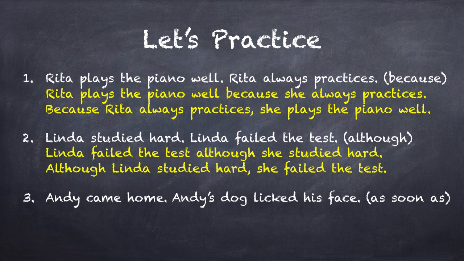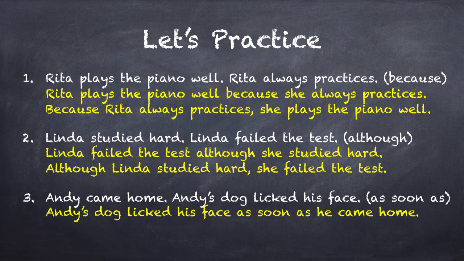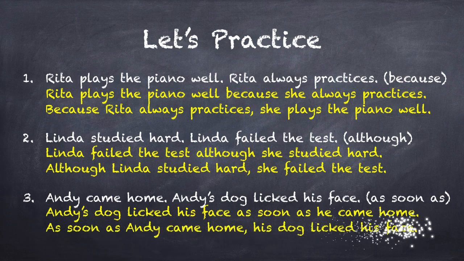For the third example, we have Andy came home, Andy's dog licked his face. To put these sentences together with as soon as, we could write, Andy's dog licked his face as soon as he came home, or as soon as Andy came home, his dog licked his face. As in the previous two examples, the first sentence does not have a comma because the independent clause comes first, and the second sentence has a comma because the dependent clause comes first.